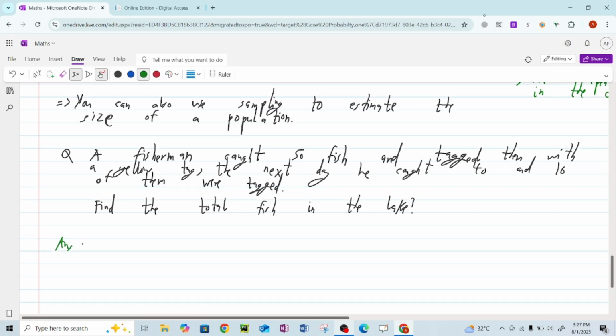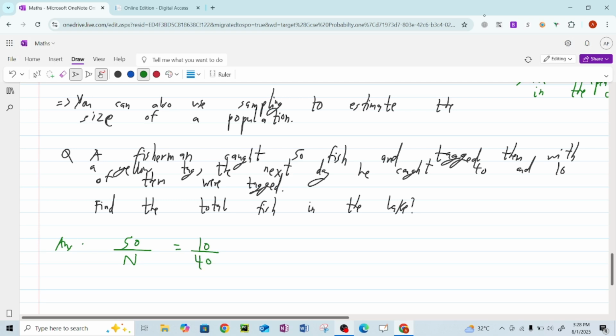Now in a question like this, we're going to compare. First, let's take the 50 fish he caught out of the entire lake. Now he tagged them. That means 50 fish are tagged out of the entire lake. Let's call it N, for example. Now the next day he caught 40 and 10 of them were tagged. So 50 were tagged out of the entire lake's fish, and 10 are tagged out of the entire fish that he caught.